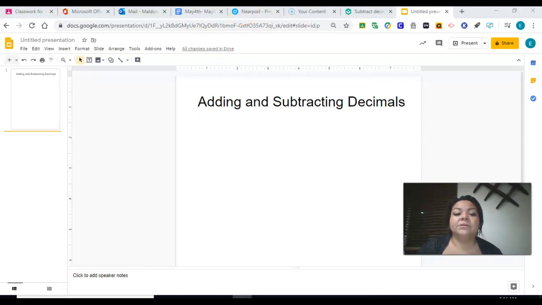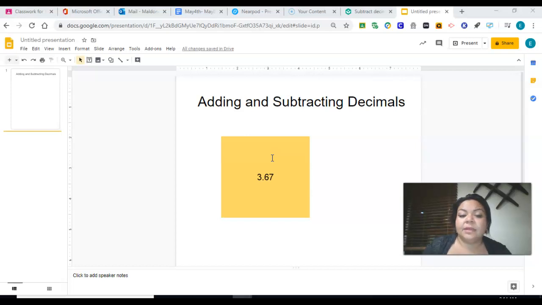So I'm going to show you. Let's see, for example, that you have 3.67 minus 1.5. As you can see here, in the second number I don't have a hundredths place, I only have tenths. So when I line up these numbers, I need to make sure that I line up the decimal point in the right place.